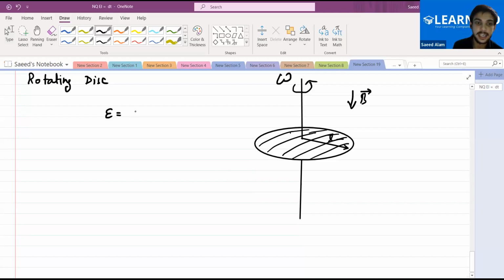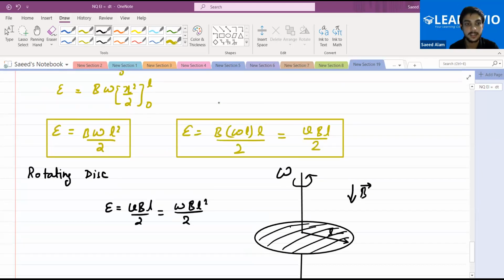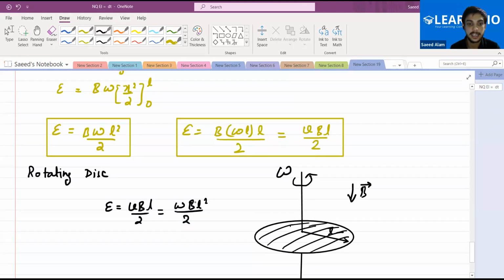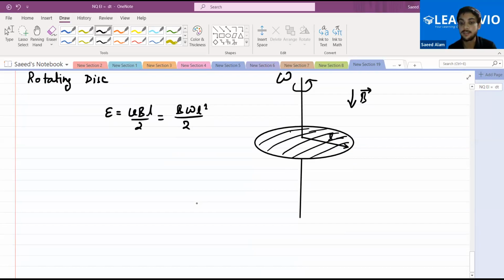Actually, this will be again the same, VBL by 2, or whatever you say, omega B L square by 2. The reason behind that is omega BL square, right? I had written the L correctly, I just replaced and rearranged some of the terms. What it was, B omega L square by 2. Okay, now it's fine. So actually, it will be the same.